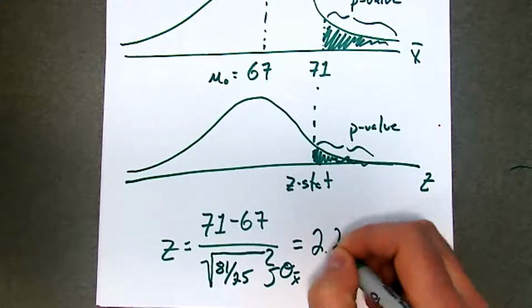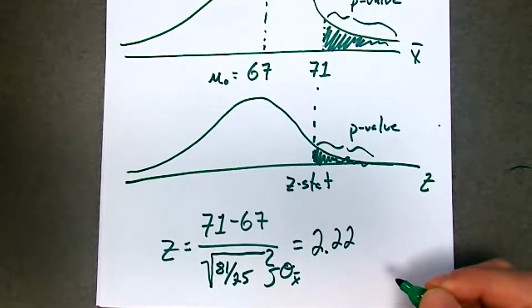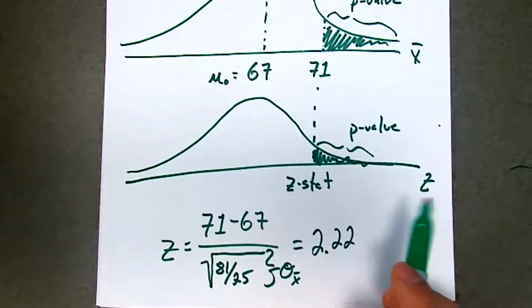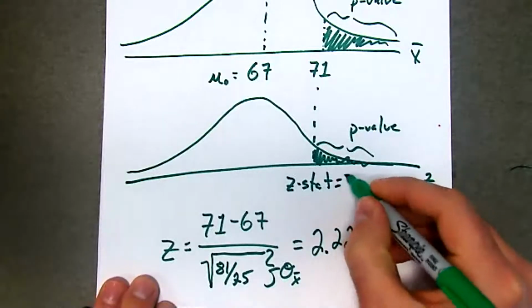If you do that, I believe you get 2.22. We'll see, I might be wrong on this. Any questions on this up to this point? So we just found our test statistic.